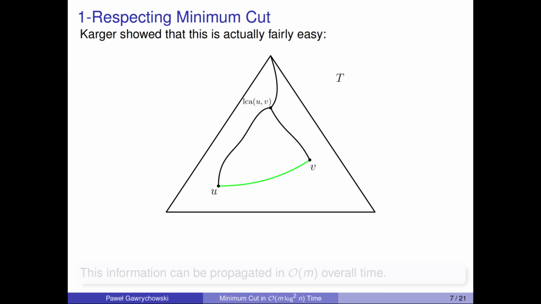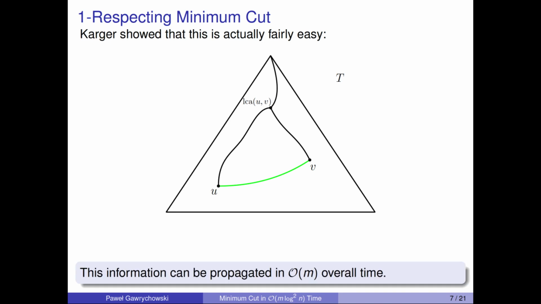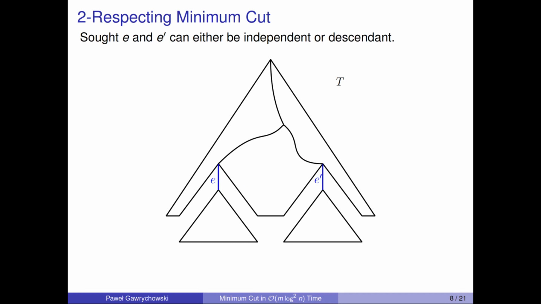to all edges on the path connecting U and V in T. So you can split this path into 2 parts. At the LCA, you can find the LCA in constant time, and then basically you have to propagate this information on paths that go up. So it's a bottom-up computation on the tree. This can be done in overall O(m) time. So it's m to first prepare the information and then n to propagate. Okay, so the 1 respecting case is easy.